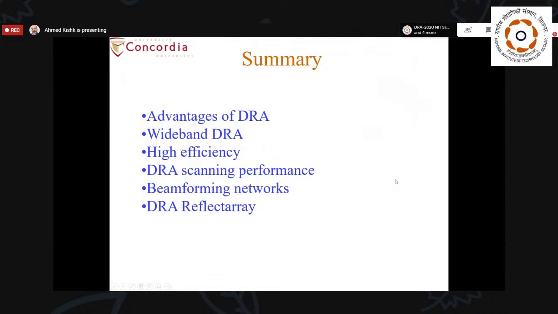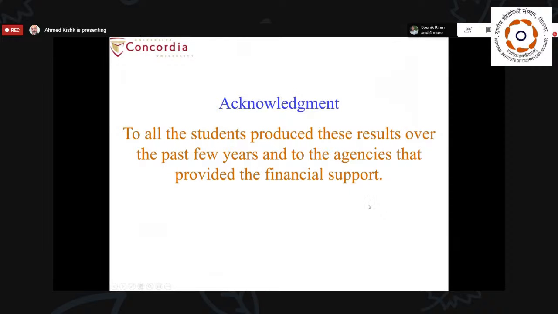And by this, we have presented the advantages of the dielectric resonator: wide band characteristics, high efficiency, the scanning performance, beamforming network, and the DRA reflector array. And by this, I'd like to thank all the people who contributed to this presentation, my previous students, and the financial support by the funding agency. Thank you.